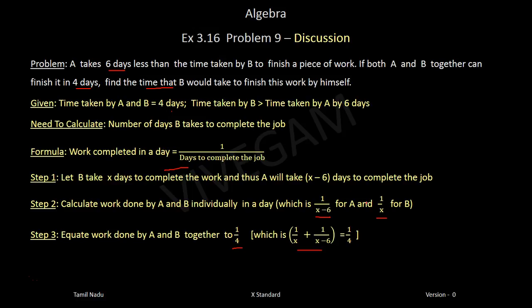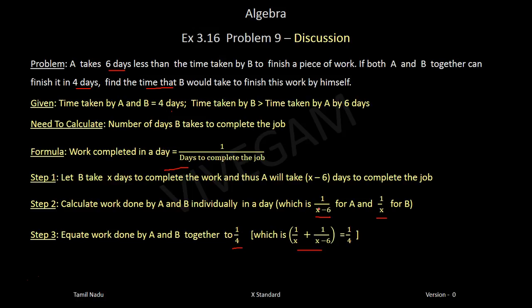And if both of them work together, the sum of these two will be the work done in one day. But as per the problem, if both of them work together, they can finish it in 4 days, which means in one day they will do one fourth of the job. And both are describing the same state. That is, if A and B work together, they will finish in 4 days, or the work done in one day is 1/4 of the job.